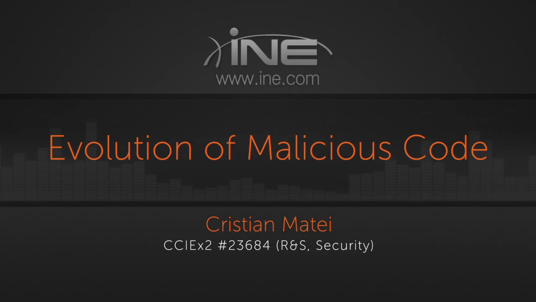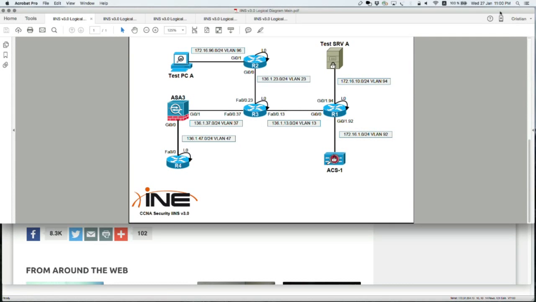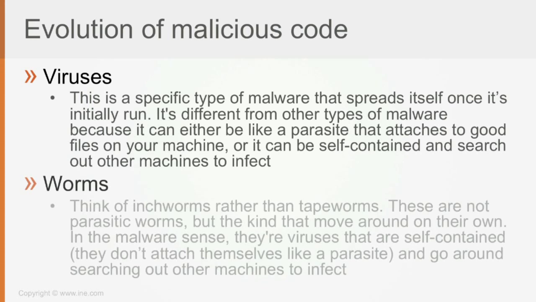Evolution of malicious code. So we have viruses. Back in the days, we first had viruses, which were nothing else but a specific type of malware that was able to spread itself once it initially ran on a specific endpoint. It's different from other types of malware because it can either be like a parasite that attaches to good files on your machine, or it can be self-contained and search out other machines to infect.